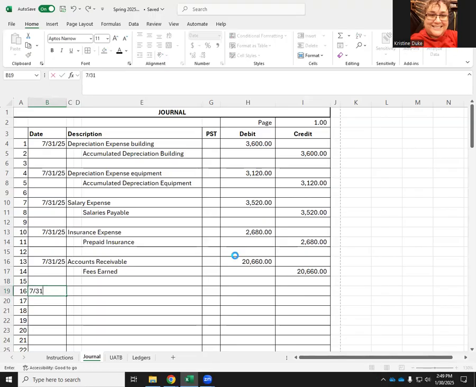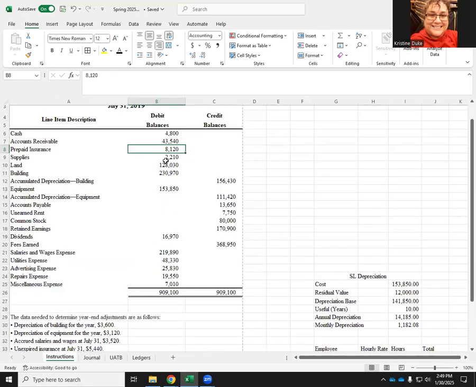Okay, next one. This is another one where we're going to have to go back up and look to see what the beginning balance was. It says supplies on hand at July 31st was $660. Well, at the beginning of the month, we had 2,210. So all we have left of that is 660. So we need to expense the difference.